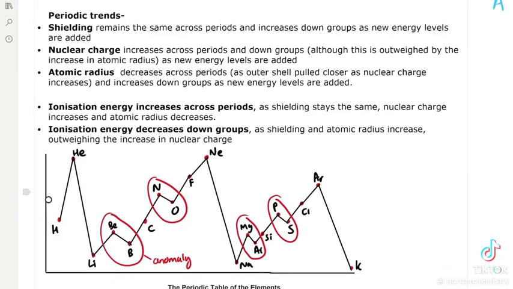And then we have some periodic trends in ionization energies as well. So across periods, the ionization energy actually increases because shielding stays the same, the nuclear charge increases, and the atomic radius decreases. So the nuclear attraction to the outer electrons increases. And then down groups, ionization energies decrease because shielding and atomic radius increase. So that outweighs the increase in nuclear charge. So the nuclear attraction to the outer shell electrons decreases.